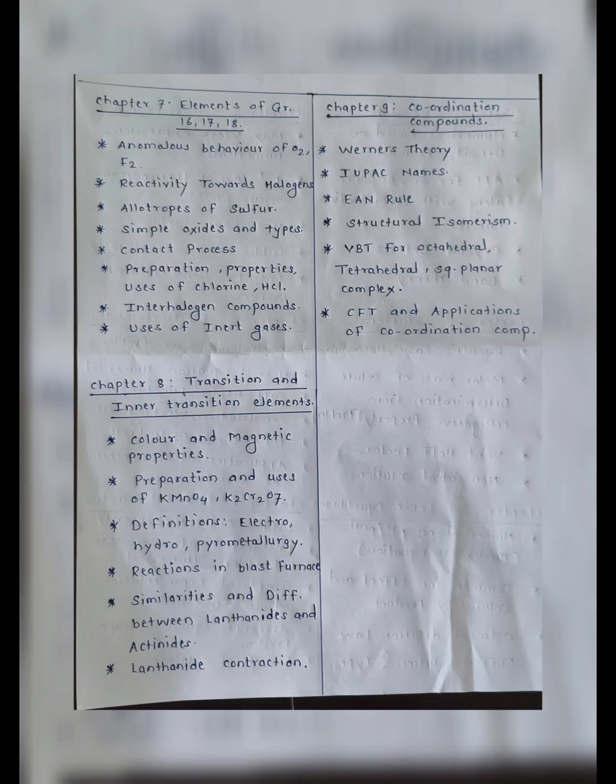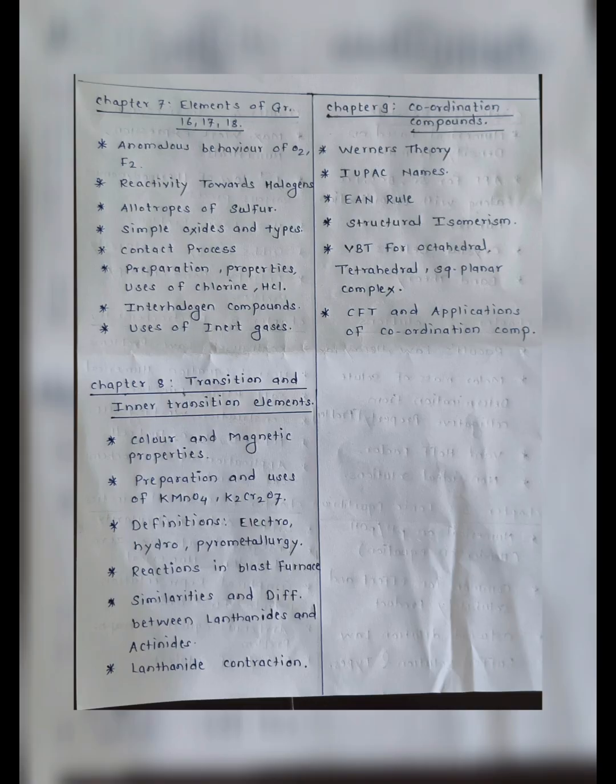Next one is the contact process for H2SO4 synthesis, preparation, properties and uses of chlorine and HCl. Next point is interhalogen compounds and their properties, it is very important, and uses of inert gases. Uses of inert gases, I think it is continuously asked in your PYQs, previous year questions, so you have to prepare for it.